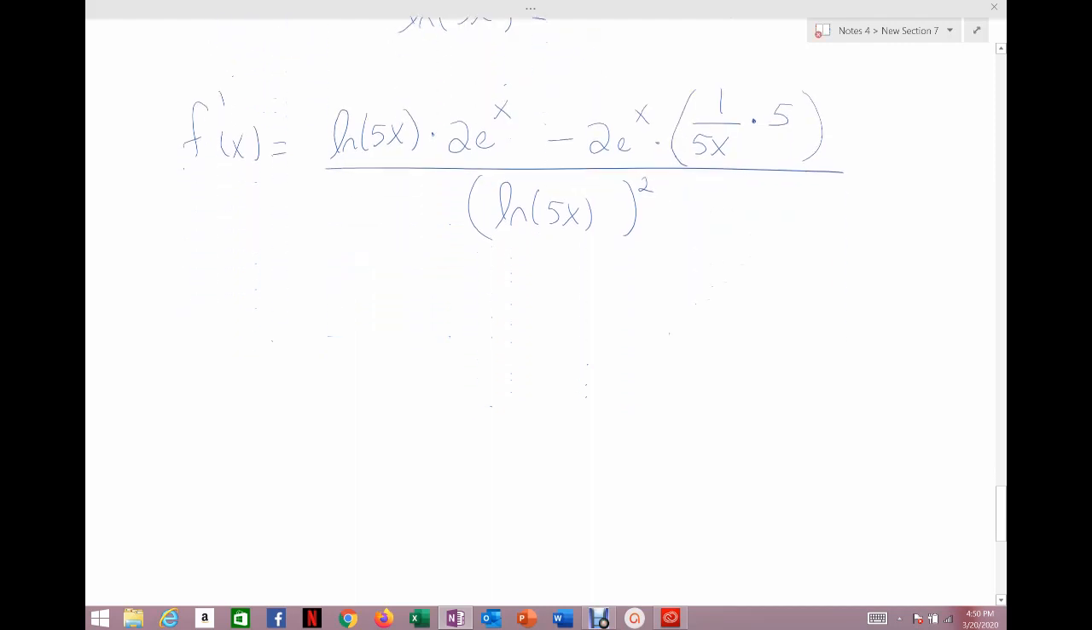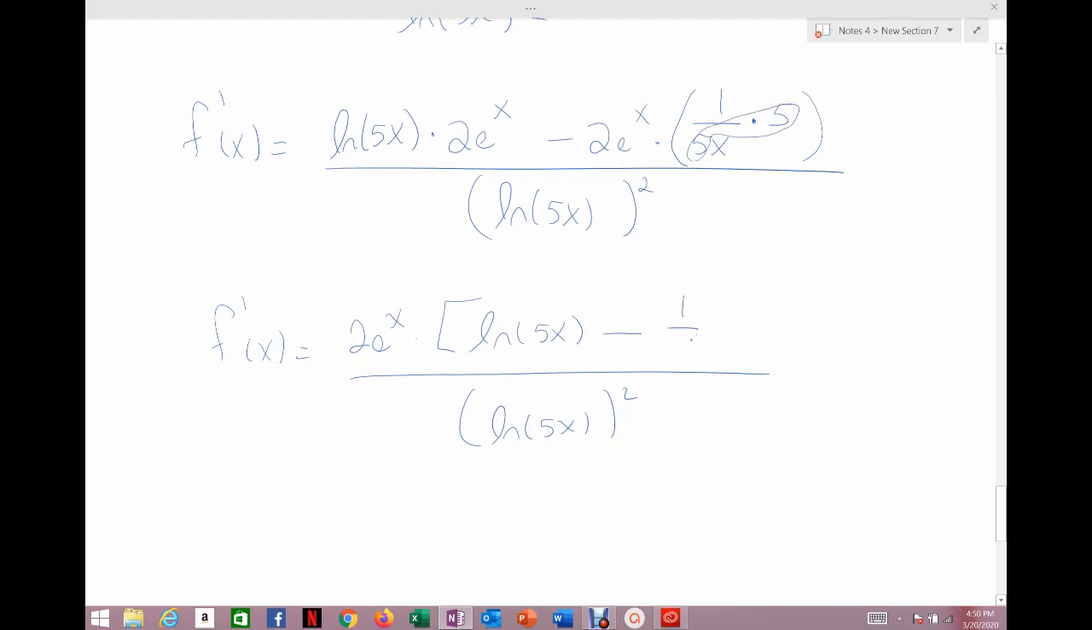I am going to clean it up a little bit. So first of all, I can factor out a 2e to the x, so I can pull that out front. Factor it out, and then what's left over, and I'm still going to leave the denominator the same. So again, 2e to the x is gone, so in the first term I'm just left with the natural log of 5x. Minus, in the second term, this is gone, and I'm actually also going to simplify here. This 5 and this 5 reduce to 1, and so in that second term, I'm just left with 1 over x. And again, it's simplified.